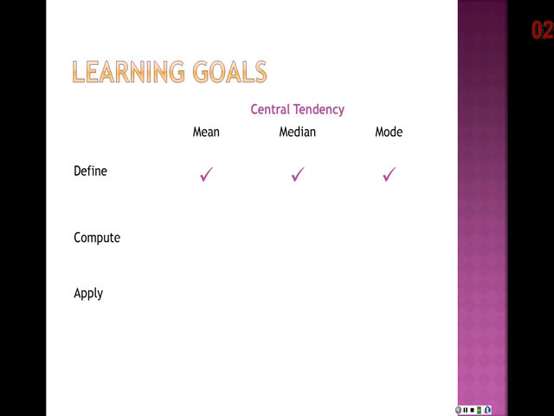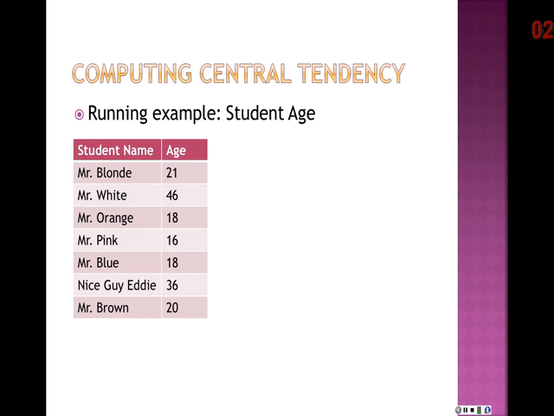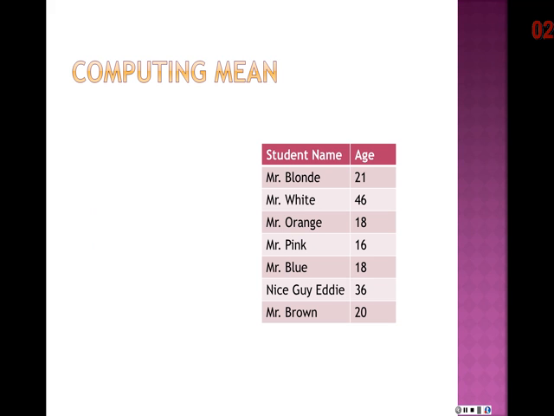So now we've just defined each of these: mean, median, and mode. Now we're going on to computing each of these. To compute central tendency, we are going to have a running example, and our running example is going to be student age. The student ages here are, for Mr. Blonde, 21, Mr. White, 46, Mr. Orange, 18, Mr. Pink, 16, Mr. Blue, 18, Nice Guy Eddie is 36, and Mr. Brown is 20. We'll use these numbers throughout the rest of this lecture.